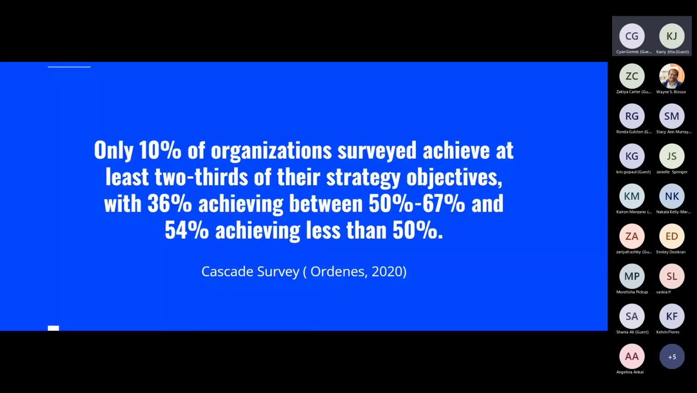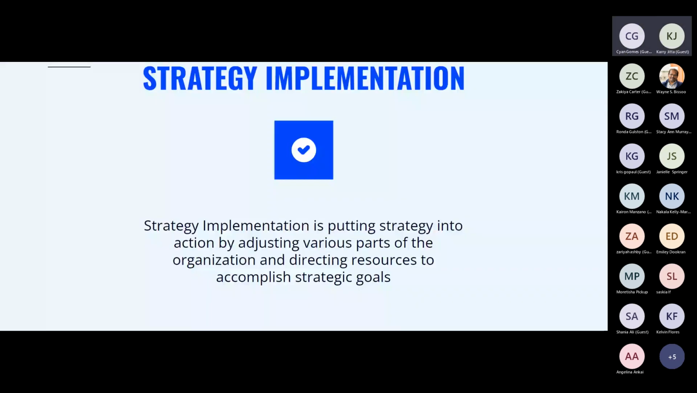So next we go to strategic implementation. Strategy implementation is the most important as well as the most difficult part in strategic management, and leaders must carefully and consistently manage the implementation process to achieve the best results. It's basically putting strategy into action, by adjusting various parts of the organization and directing resources to accomplish the strategic goals.